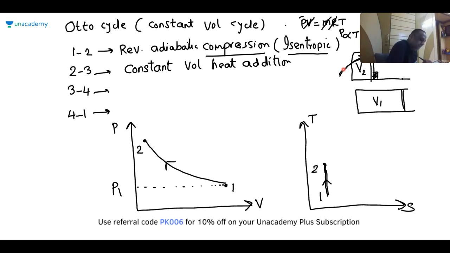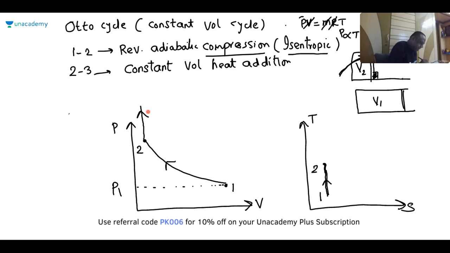Now I am adding heat. When I add heat, the temperature increases. At constant volume, when the temperature increases, the pressure also increases. Therefore, now it will rise like this. So this is 2 to 3.